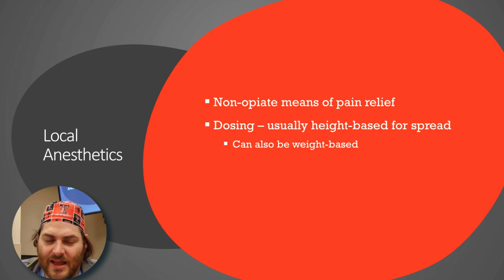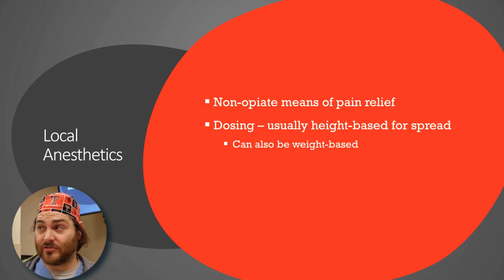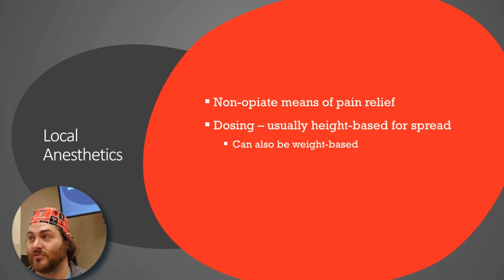So I'm just briefly going to talk about local anesthetics. We don't really need to get into all the science of it, but local anesthetics by themselves are non-opiate means of pain relief. Like I said, they inhibit sodium channels. Your nerves all run on sodium channels, so the nerve quits firing, and that's how you get nerve dysfunction, whether it's numbness, a motor block, or sympathetic block. Something gets turned off.